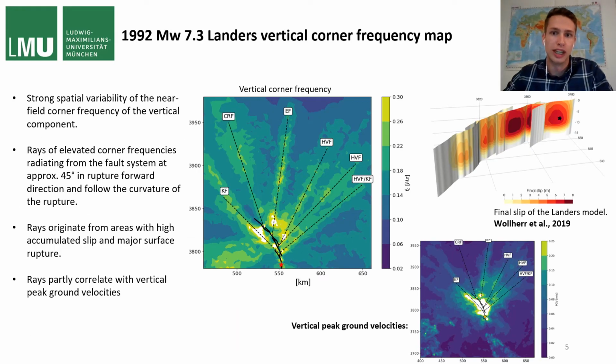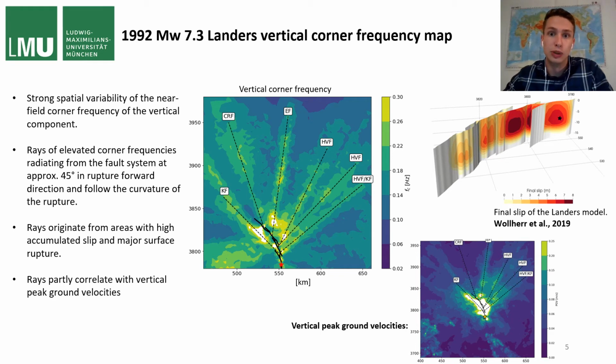Now I present you our results for the Landers model. We calculated the corner frequency for more than 10,000 receivers in the near field and plotted them as a contour map. The horizontal components contain not much valuable information, just some minor radiation pattern and directivity effects. But as you can see in the plot in the middle, the vertical component of the strike-slip event shows a strong variability with a striking pattern of waves with elevated corner frequencies, and those waves mostly have an angle close to 45 degrees to the rupture forward direction, and they trace the curvature of the segmented fault system.